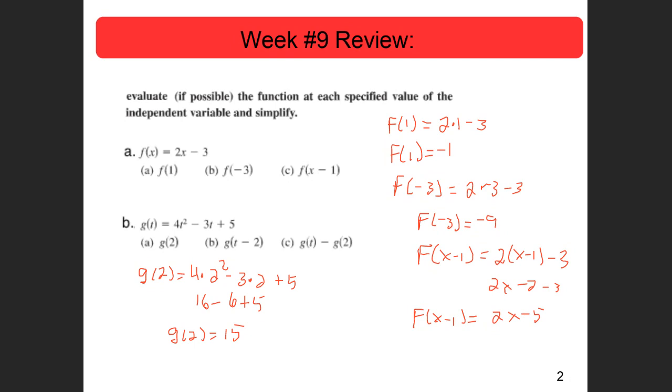Now, if I was going to do t minus 2, again, I would have to plug this in. So this would be 4 times (t minus 2) squared minus 3 times (t minus 2) plus 5. Function notation, you're just plugging that in wherever you see the variable. That's it. And then we'd have to simplify it down and do the work on it.